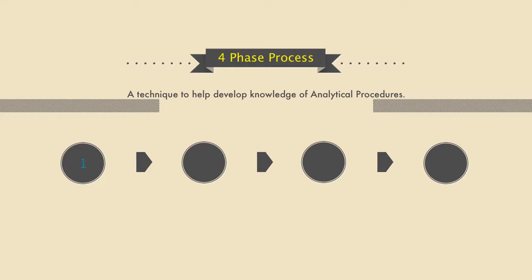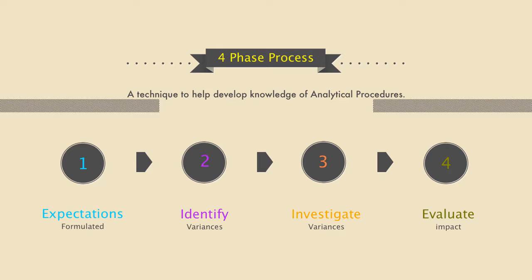So how do we go about doing it? Well, there's 4 stages. First of all, you formulate your expectations, which is what we did there. We realised that sales doubled, so cost of sales should double. Then you identify the variances. It more than doubled by 200. You then have to go and investigate why, and then evaluate the impact on the audit and on the audit report. So let's have a look at those in a little bit more detail.